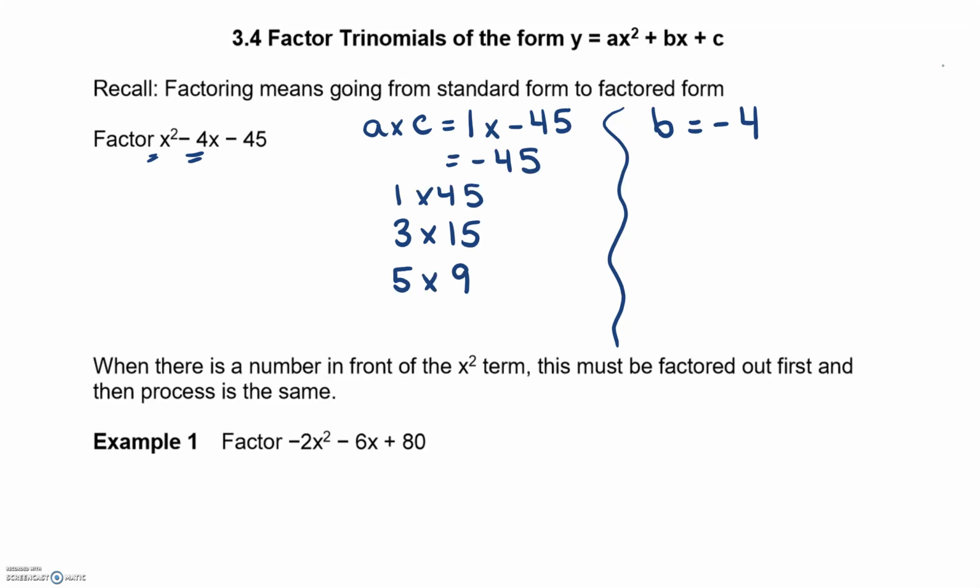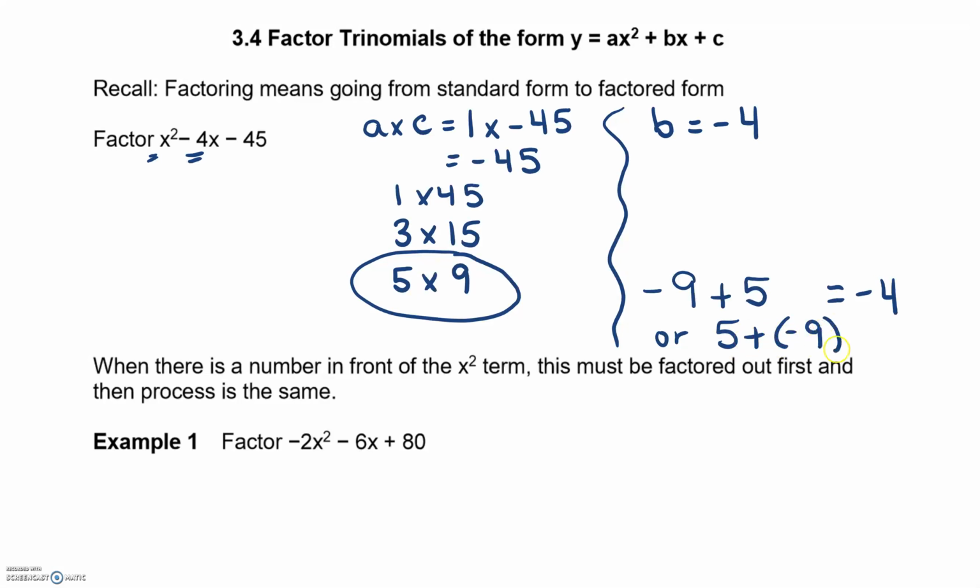Okay, so these are the three factor pairs of 45. We have to look at all three and see which one can work to make negative 4. I know that 1 and 45 doesn't work. 3 and 15 doesn't work. So it's 9 and 5. Somehow 9 and 5 will work to make negative 4. So I would go negative 9 plus 5, or you can write 5 plus negative 9, depending which order you prefer. We know it has to have a negative in front of the 9, because when you check it, 5 times negative 9 is negative 45.